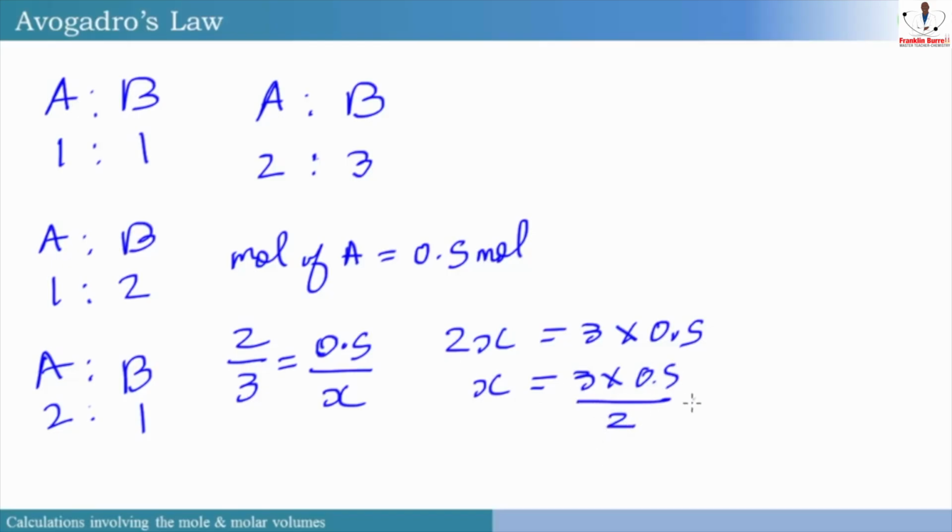So 3 times 0.5 is really 1.5, divided by 2, which is equal to 0.75 moles. So if the moles of A is 0.5, according to the mole ratio of 2:3, the moles of B is 0.75. And that is how you would calculate mole ratios when they are not as straightforward as 1:1 or 1:2 or even 2:1. This concludes another lesson in our chemistry lecture series.